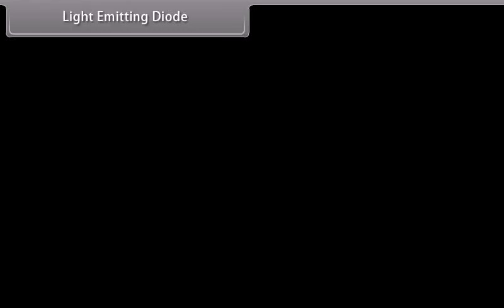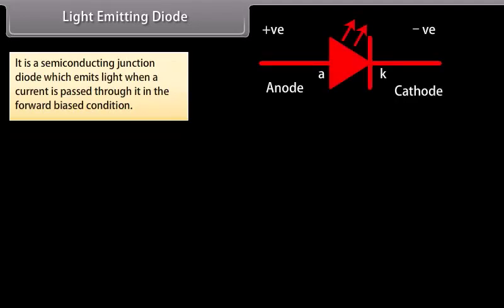Light emitting diode. It is a semiconducting junction diode which emits light when a current is passed through it in the forward biased condition. It is a PN junction made of gallium arsenide, GaAs, or some other suitable semiconducting material. The P layer is made thin so that light energy may reach the charge depleted region after traveling a very short distance.